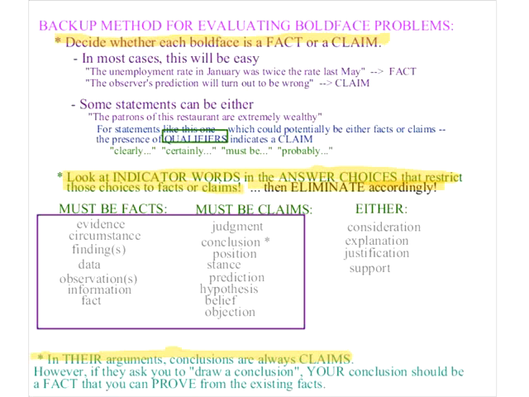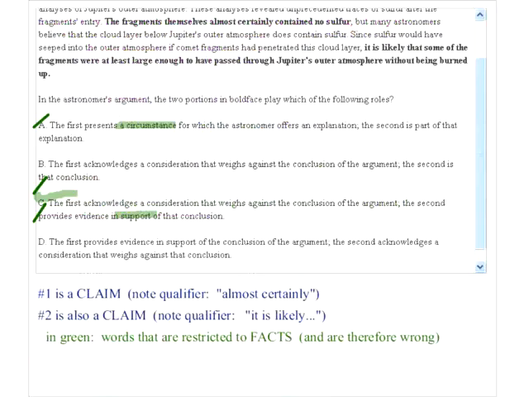Just so that we can move on to the other topic at hand, I'd like to give the formal treatment. Yeah. Thank you, guys. Here's the refresh screen. We can eliminate these three choices which have words that indicate facts, to get between B and E.